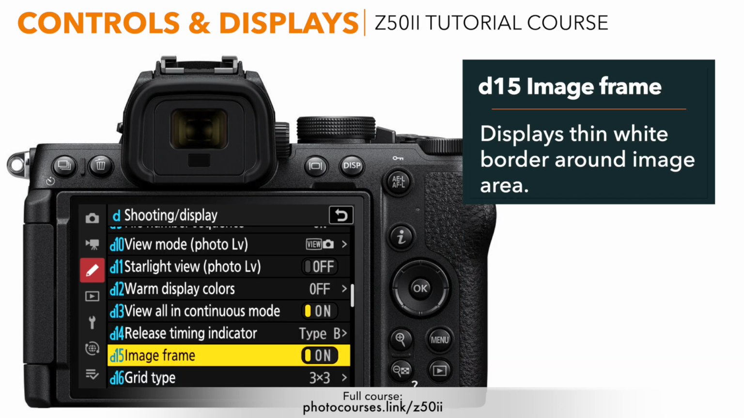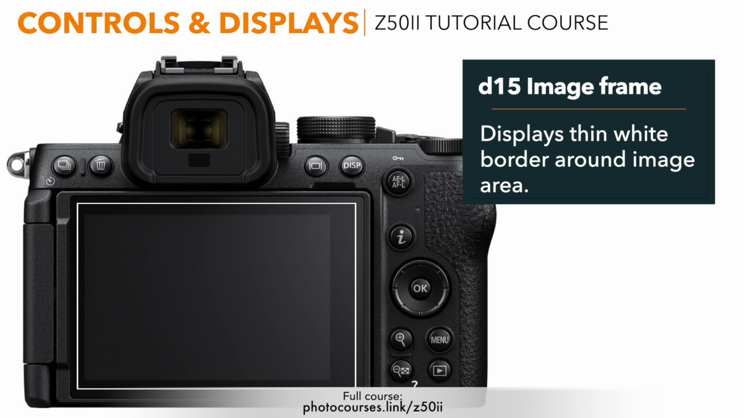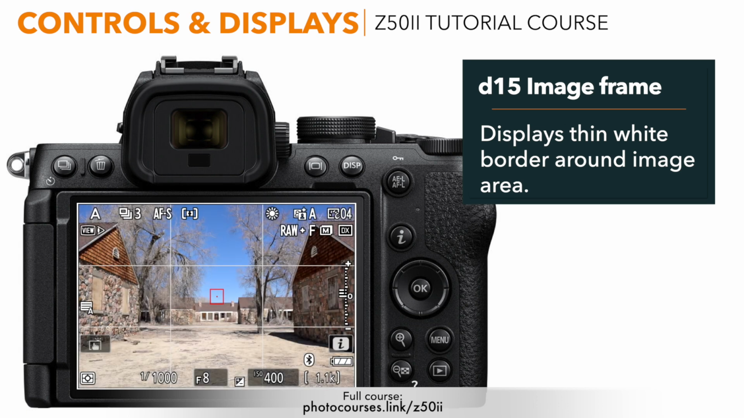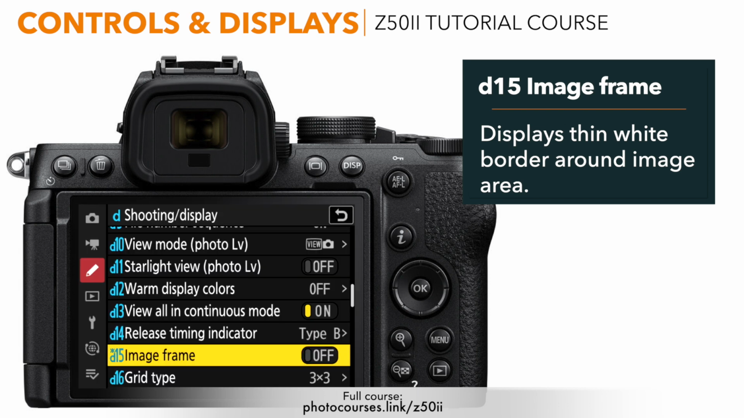D15 image frame, if enabled, will give you a very thin white border around your image in both the monitor and the viewfinder. You can disable it if you want to, but I find this helps frame the image, as the name implies.